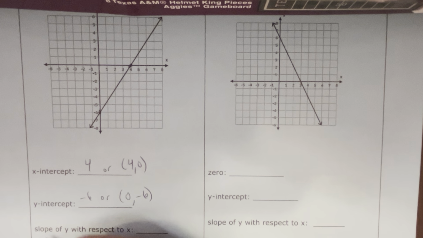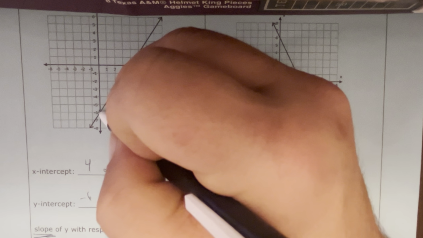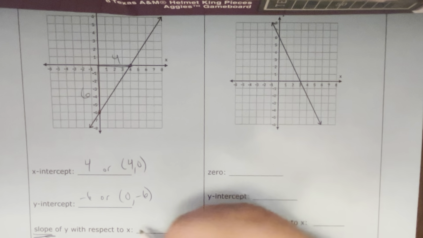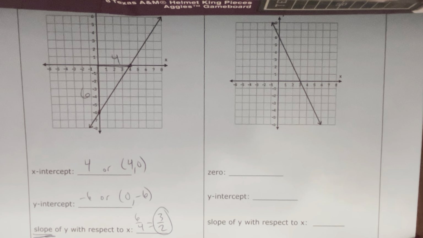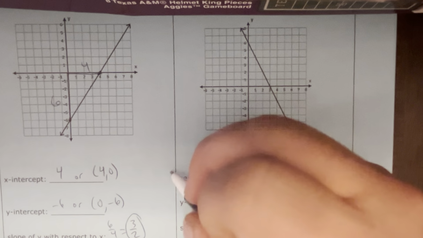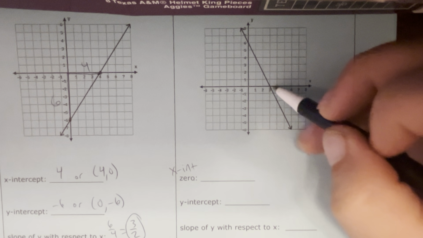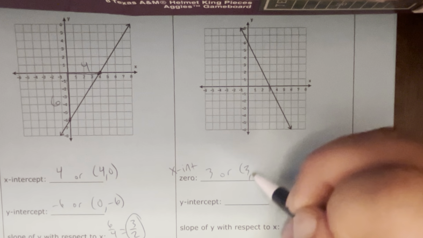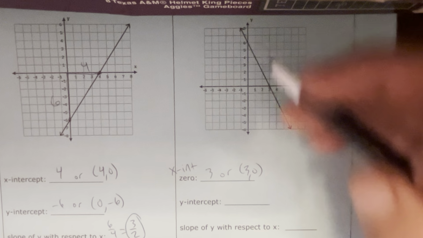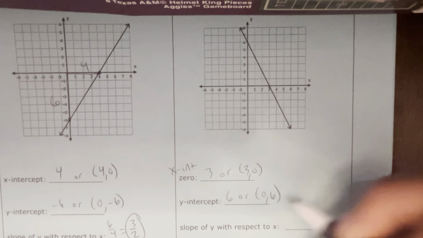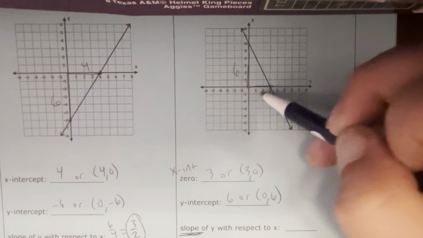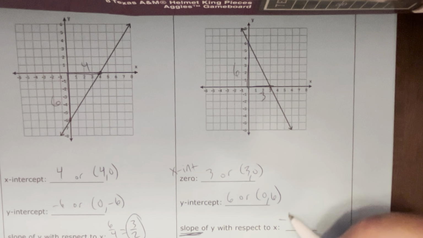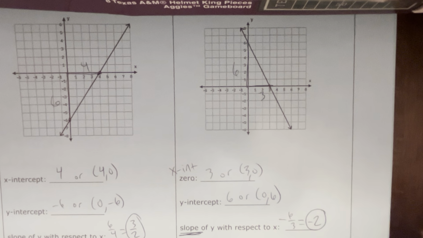The slope of y with respect to x, again, that's just slope. How far does it go up and over? Well, it goes up 6 and over 4. So it's 6 over 4, which reduces to 3 over 2. All right, next one. The zero, that's another way to say x-intercept. Where it crosses the x-axis is 3, or 3, 0. The y-intercept is 6, or 0, 6. And then the slope goes down 6 and over 3, and it's falling to the right, so negative 6 over 3, which is negative 2.